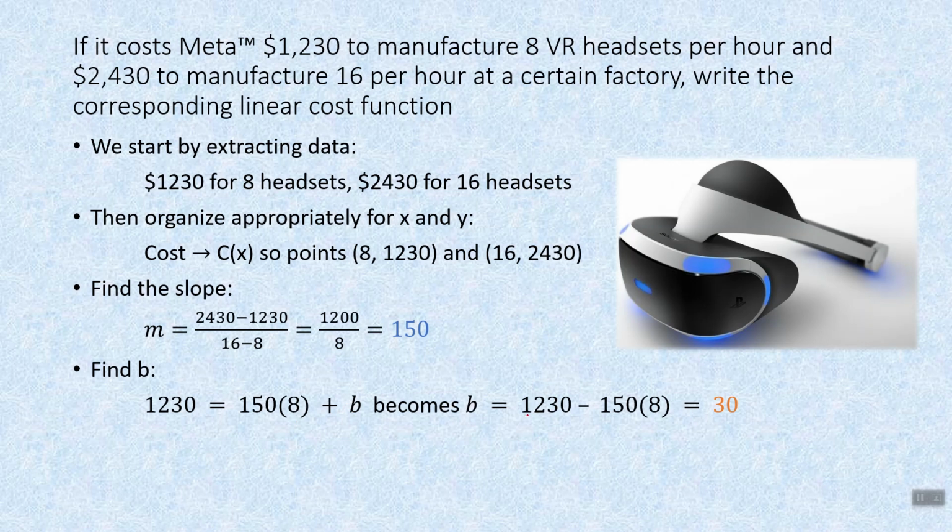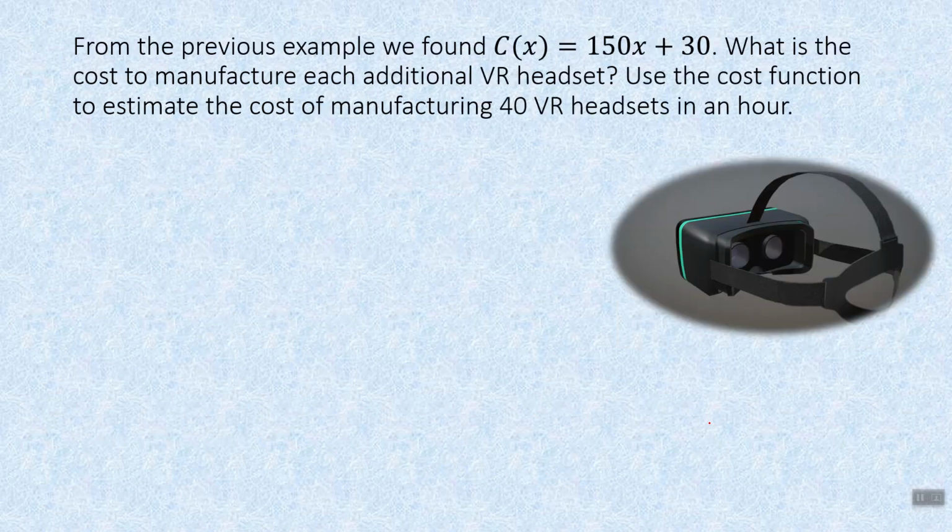If I want to get b by itself, I'll subtract 150 times 8 from both sides. So I have b equals 1,230 minus 150 times 8. So that happens to be 1,200. We did it up here, kind of in reverse, a familiar operation. So 1,230 minus 1,200 leaves us with 30, and we can write the function as c of x equals 150x plus 30.